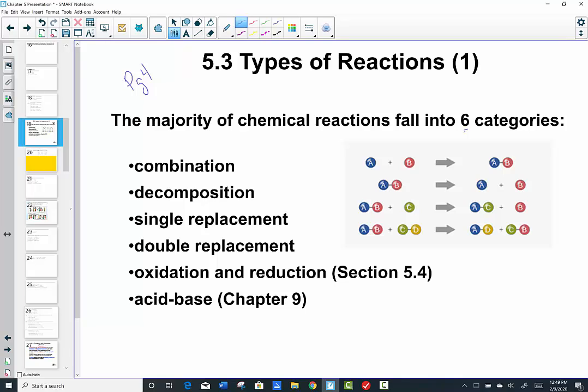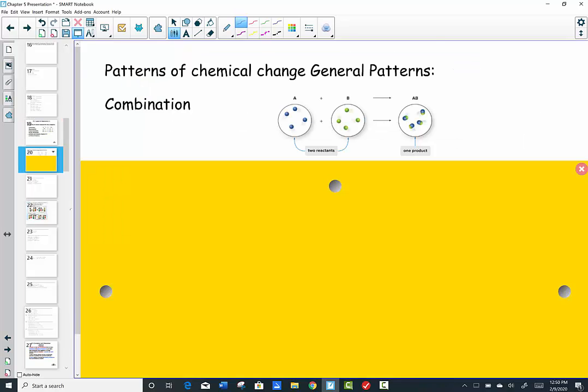Here's why. A combination, decomposition, single replacement, double replacement, and a larger umbrella I'm going to pull out called redox, and then an acid-base reaction which comes up in chapter 9. We'll kind of seed it today in this lesson and come back to visit it in chapter 9. So for your lessons, I would like you to write down 5 general patterns of chemical change. We're going to go through these one pattern at a time.